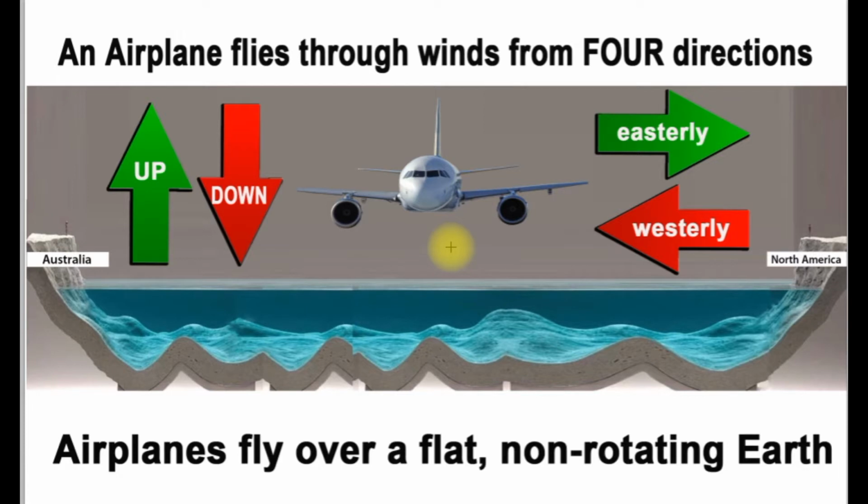The airplane is making adjustments because it's flying through a pretty active atmosphere, with winds going in both directions, from east to west, from west to east, as well as winds that go from the bottom up and from the top down, as we're gonna watch in this video right now.